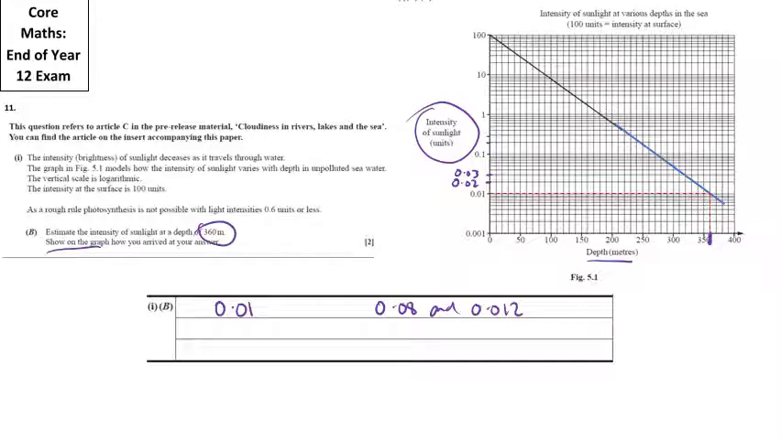Now, you got a mark just if you got an answer in this range, because you were trying to do it off the screen in most cases. But in an exam, you would have been expected to show the line being extended and then the line going up and across to read from it.